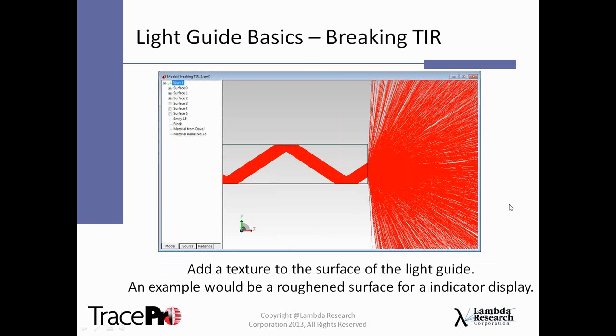And we could also add a surface texture. In this case, we have the end of a light guide, and we've applied a roughened surface, say like a ground glass or a sandblasted type surface. And now our light hits the end of the light guide, and it's scattered out at a very large angle. And again, this could be some type of an indicator display or a highlight ring for a button or something like that.